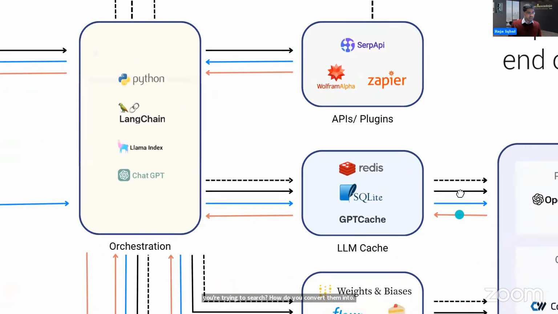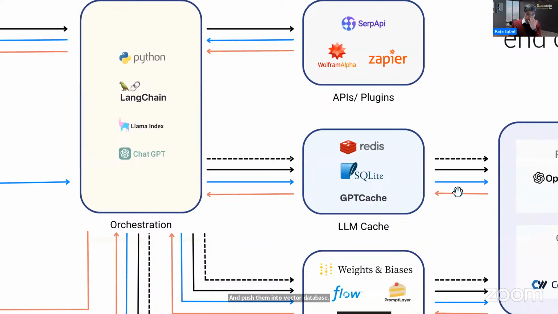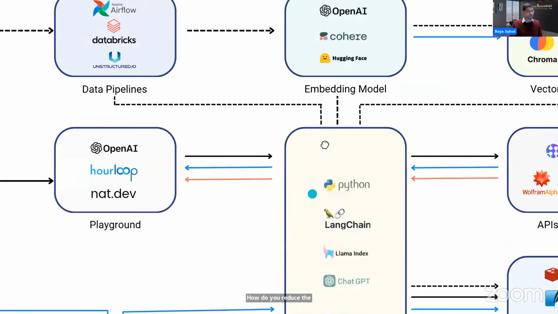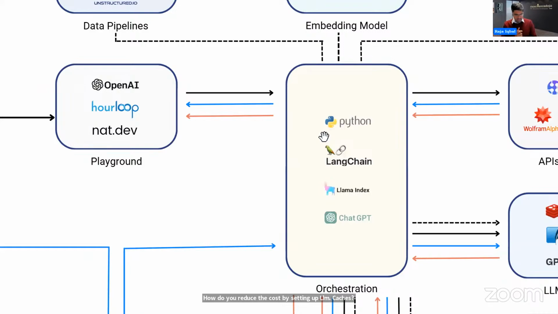Then there is semantic caching, right? How do you reduce the cost by setting up LLM caches? Then you talk about your day-to-day or most routine tasks. How do you connect your LLM application to Office 365? How do you connect it to Dropbox? How do you create templates for prompts? How do you create chains? What if you want your next query to be connected to the previous query? The concept of memory. Then how do you create multi-agent systems?